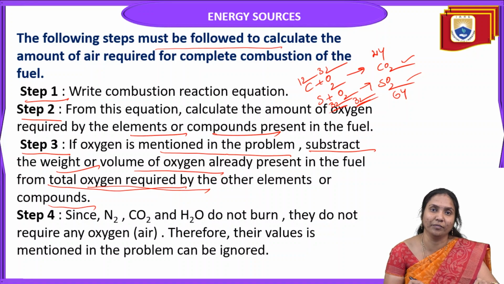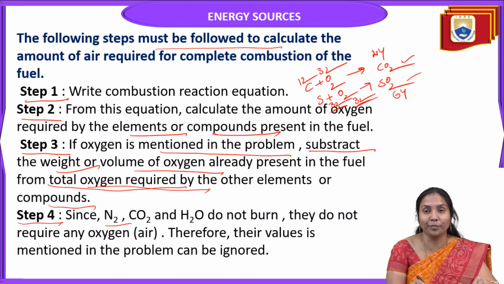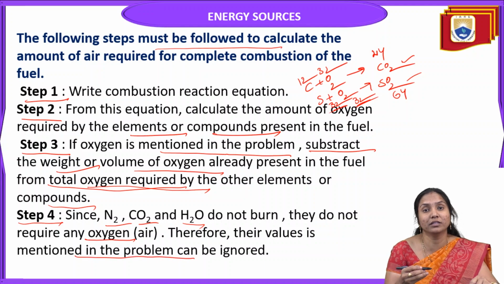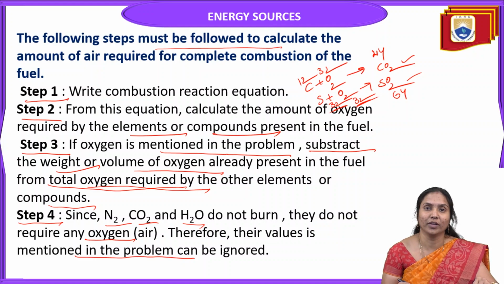This is step 3. And next, step 4: if nitrogen, carbon dioxide, or water, or any other combustion products, are present in this fuel, that means they do not burn, so they do not require any oxygen. Therefore, if their values are mentioned in the problem, they can be ignored.